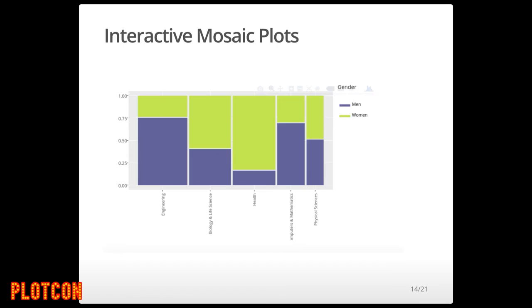So for example, I don't have access to it here, but if you hover over the different segments, the tooltip gives us a combination of the variable values that the rectangle represents, and it also tells us the frequency with which that combination is present in the data set.